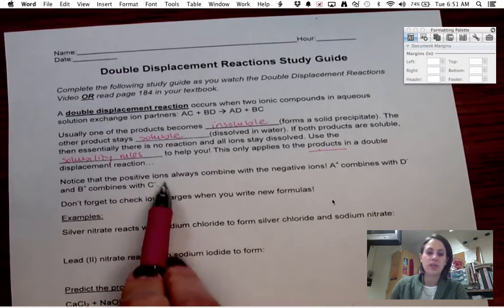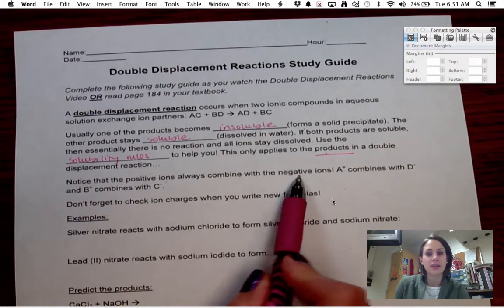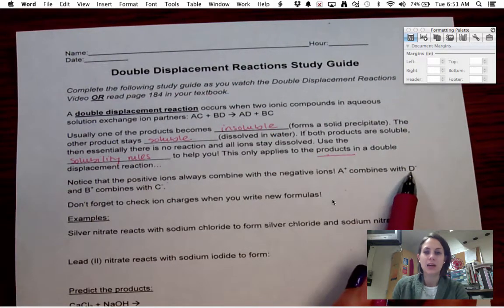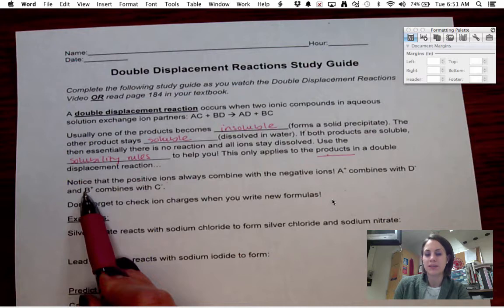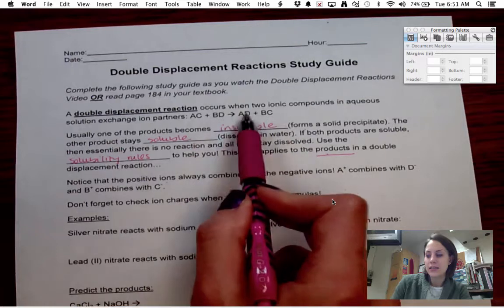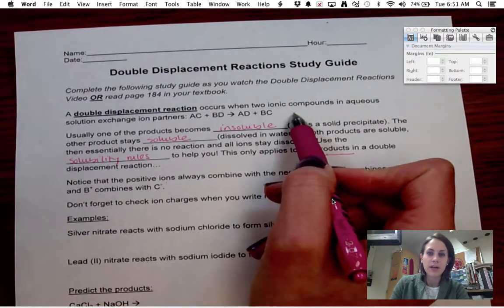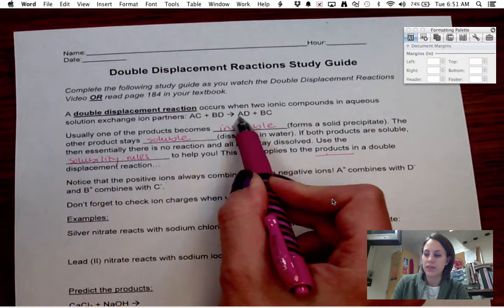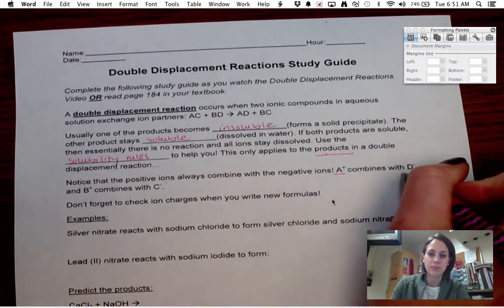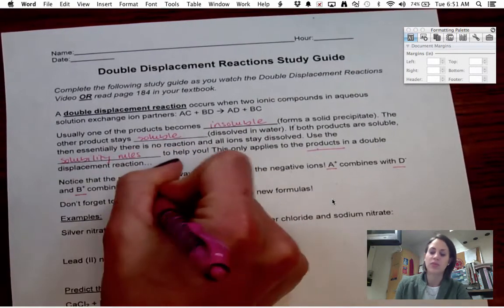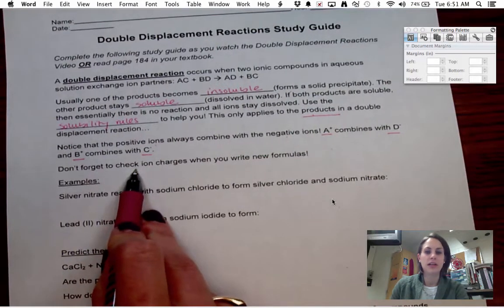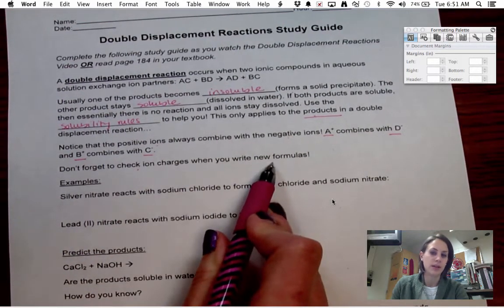It is important to note that only the positive ions combine with the negative ions. So it is kind of prescribed for me that A can only combine with D, because A and B would both be positively charged, so they wouldn't form the new compound. You can have AD and BC switched around up here. That's just fine. The order that these come in doesn't matter, but it does really need to be A coming before D and then B coming before C. Okay? And the other thing we'll pay attention to here is our ion charges when we make new formulas.